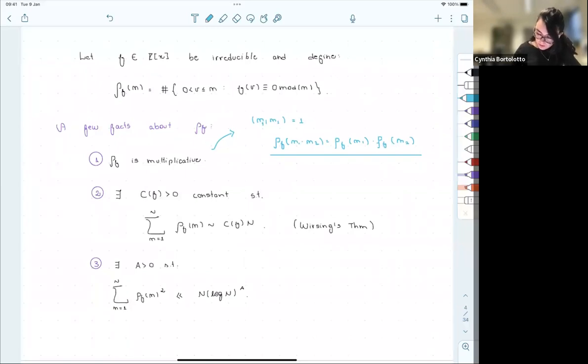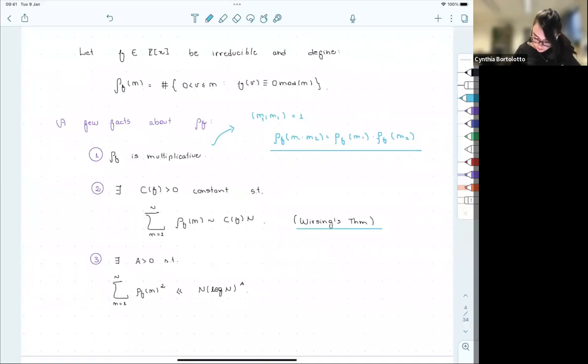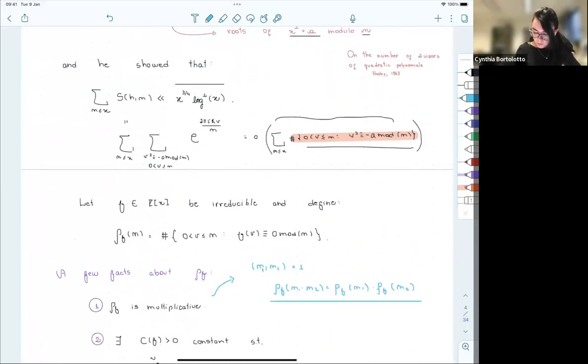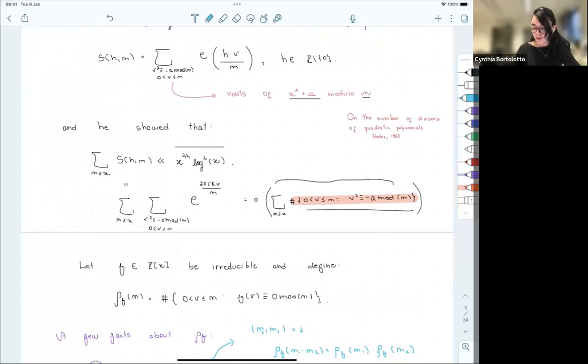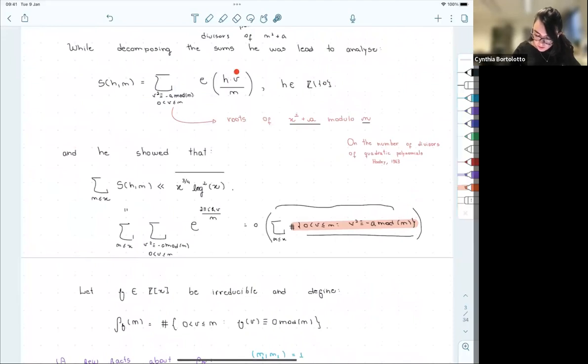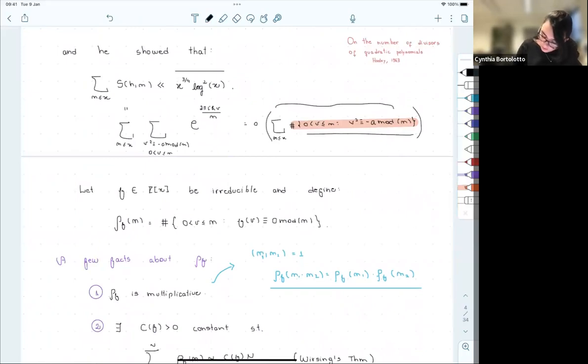And we can actually use that this function is multiplicative together with Weil's theorem to show that when we sum this function up to n, this is asymptotic to a constant times n. This constant depends on the polynomial that we're considering. So what Hooley did was actually show that these sequences given by these ratios here are equidistributed because this sum here is asymptotic to a constant times x.